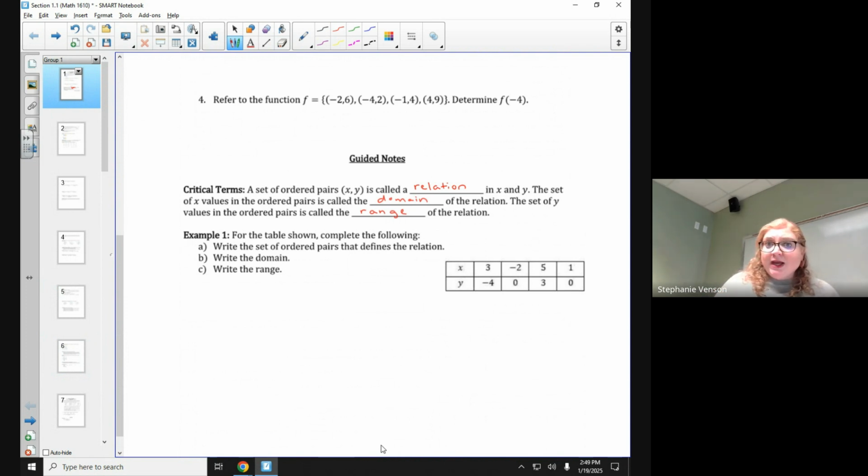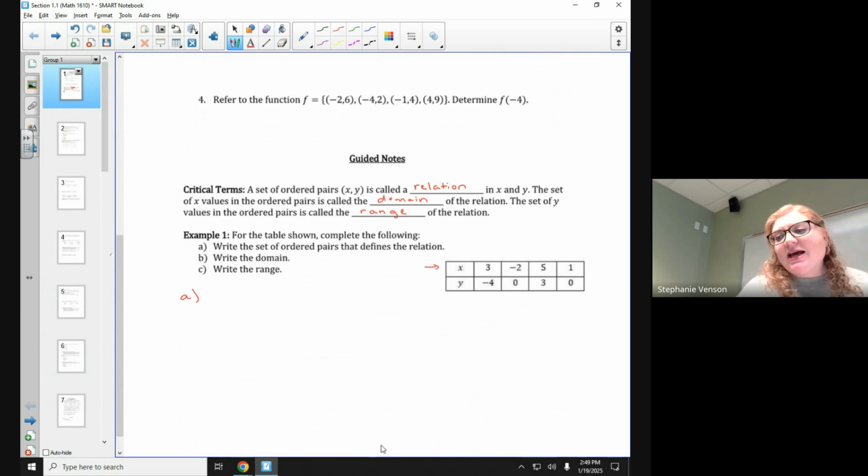A set of ordered pairs has an x and a y in each ordered pair. The set of ordered pairs is referred to as a relation. The set of all x's is the domain, and the set of all y's is the range. So let's take a look at our first example. Example 1 says, for the table shown, complete the following. A, write the set of ordered pairs that defines the relation. So first we're just going to write the set of ordered pairs.